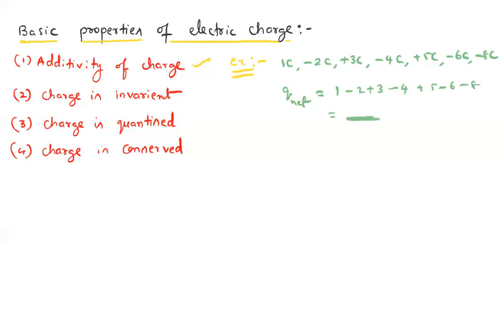That means, what is the property of additivity of charge? If a system contains point charges, the total charge on a body is simply the sum of all the charges acting on the body.